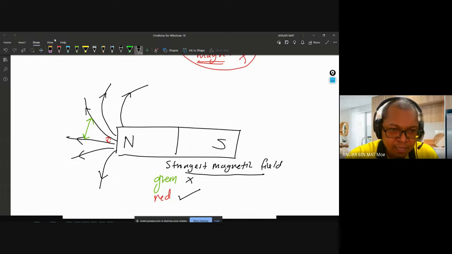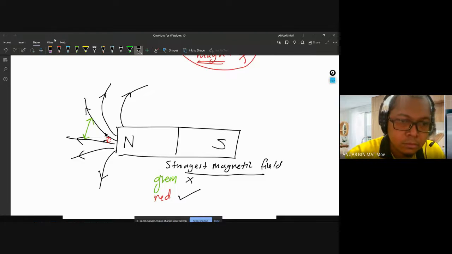This one, can you see here? The first line here is the closest magnetic line, so this is the strongest magnetic field. The green one is furthest away from the pole, so the magnetic field here is less strong. It's weaker over here. Can you understand this? It's based on the distance between both lines over here.